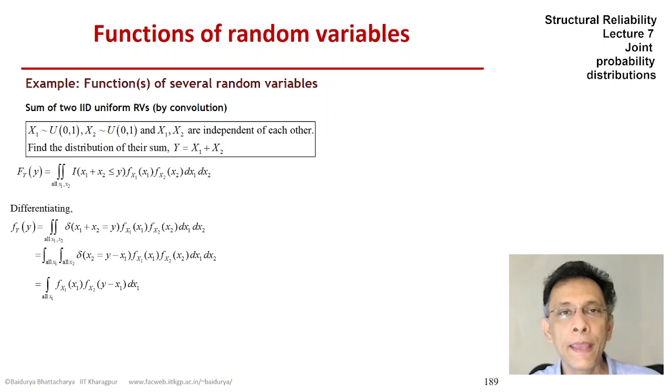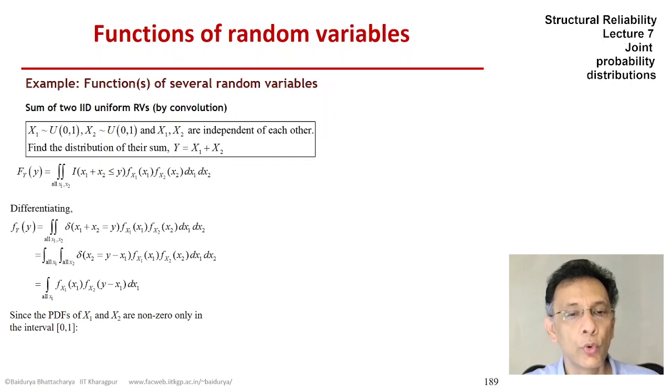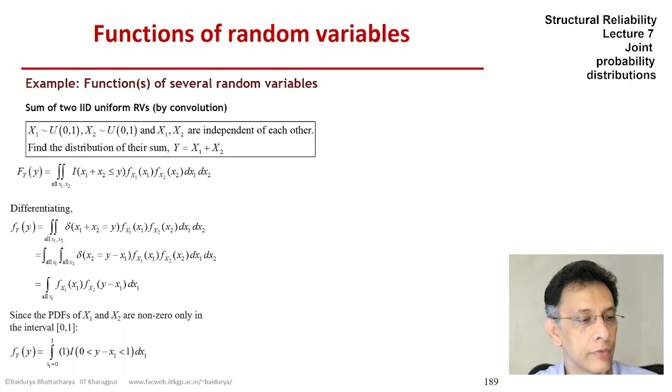So now we make use of the fact that x1 and x2 are uniform, and fx1 and fx2 are defined only in the interval 0 and 1. So once we use that fact, we can simplify the density of y in terms of just one indicator function. So we are now integrating over all values of x1, but making sure that y minus x1 is positive on one end and less than 1 on the other.